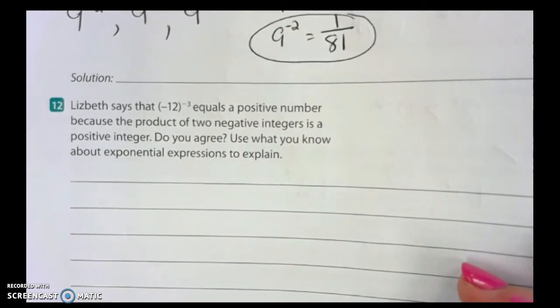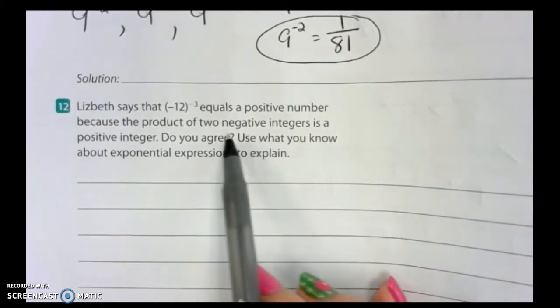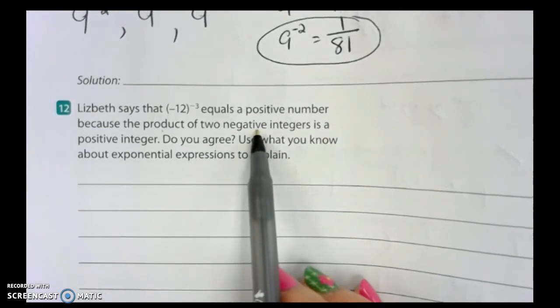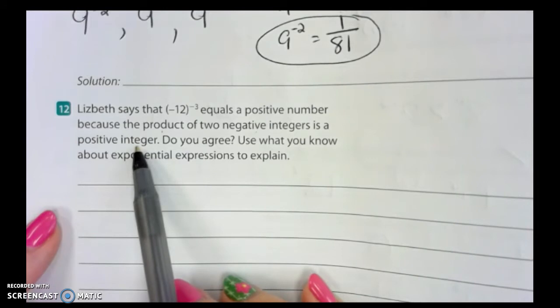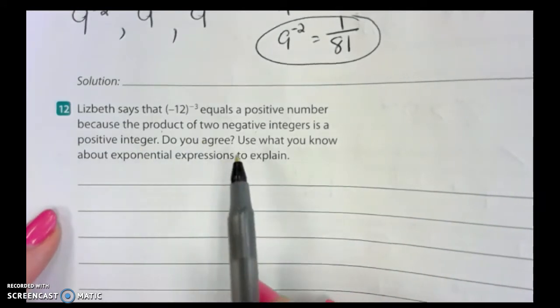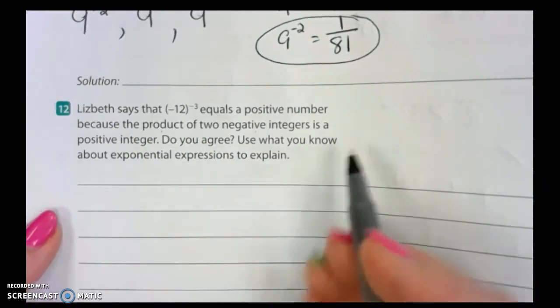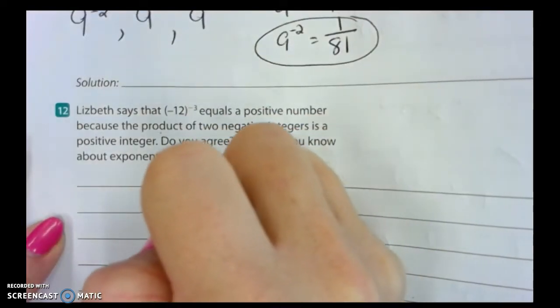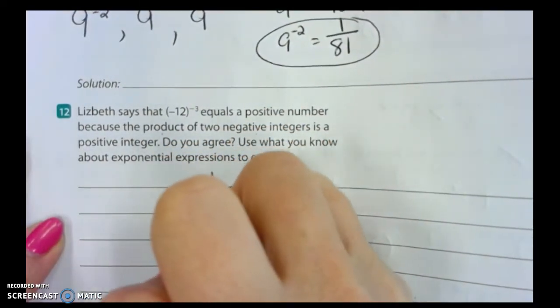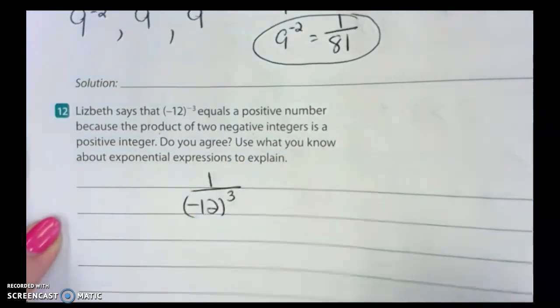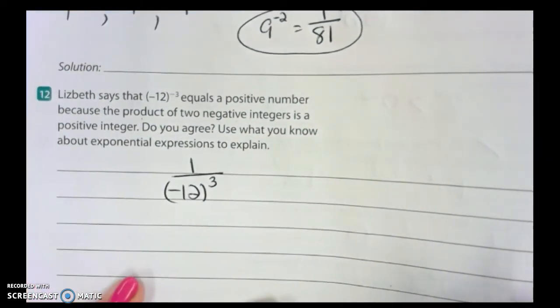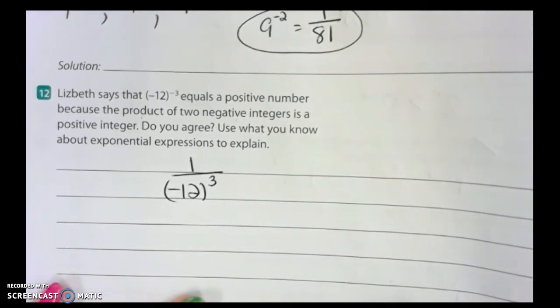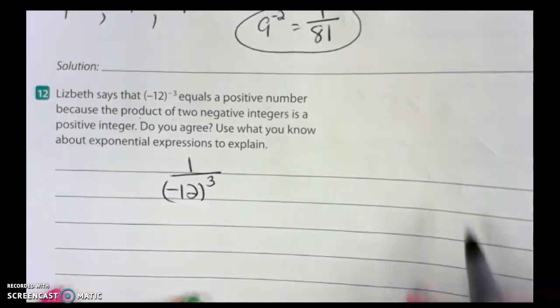Elizabeth says that because the product of two negative integers is a positive integer, that it will be positive. But are we just multiplying two negative integers? The answer is no, we are not. We are multiplying 3. When we make the exponent positive, it makes it a fraction. Does not make it negative, but it does make it a fraction.